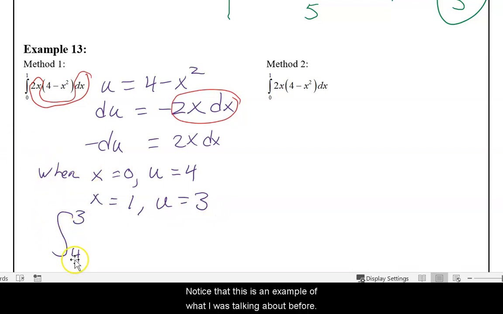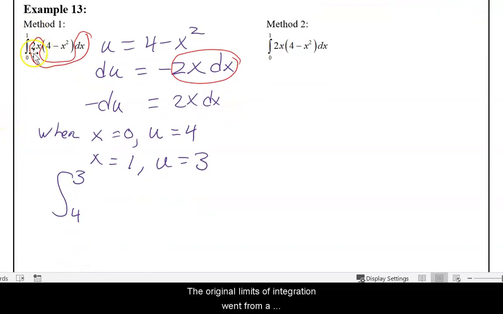Notice that this is an example of what I was talking about before. The original limits of integration went from a smaller number to a larger. These are backwards. I'm going from a larger to a smaller. You did not make a mistake. This is the way it has to go. You must leave it this way unless you want to switch them and multiply by a -1.